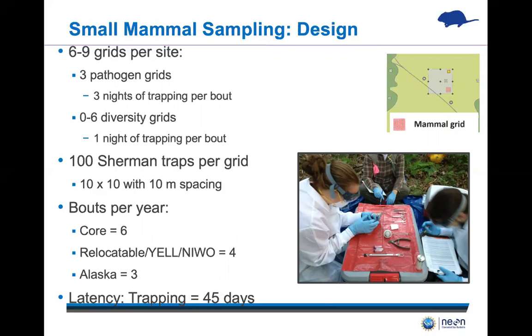And the grids are trapped using a 10 by 10 grid with 10-meter spacing between traps, which gives 100 Sherman traps per grid. And at the core sites, we do 6 bouts per year, and the relocatables get 4 bouts per year. And then, of course, Alaska has a shorter trapping season with only 3. And the latency for this data product is 45 days.